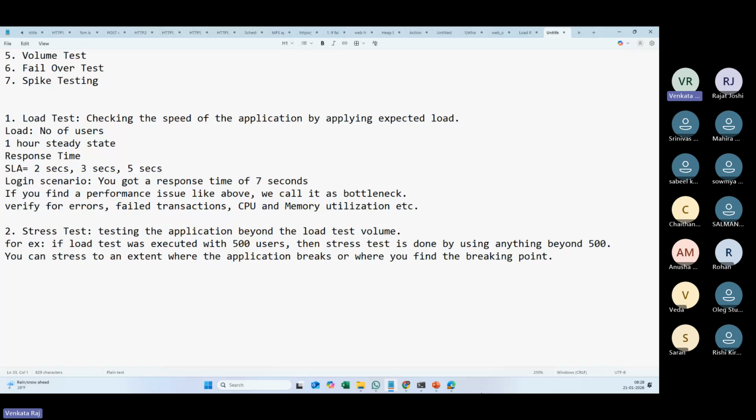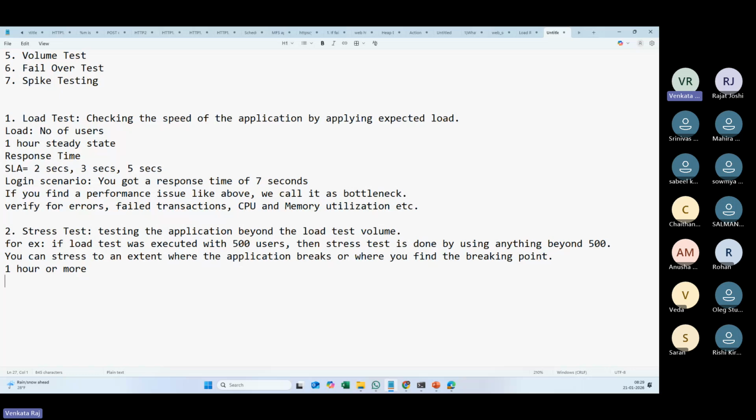That means it will stop responding. So many users are there, it will stop responding, pages will not load, pages will load forever. All these kinds of issues will come up. So in a stress test, there will be some situations where we need to find the breaking point as well. This test can also be run for 1 hour or more depending on the requirement.